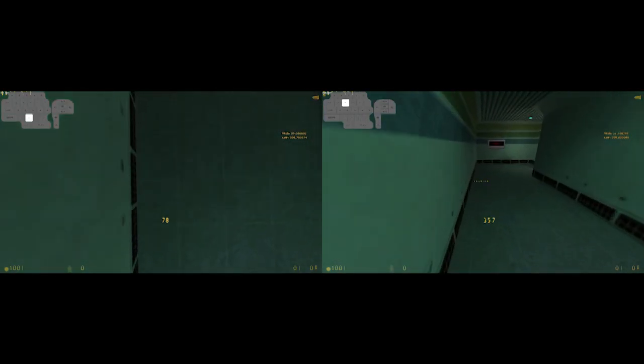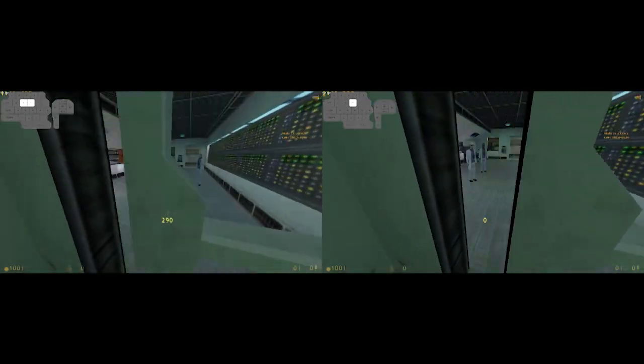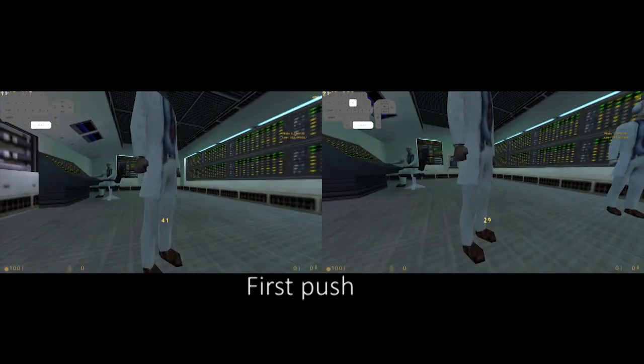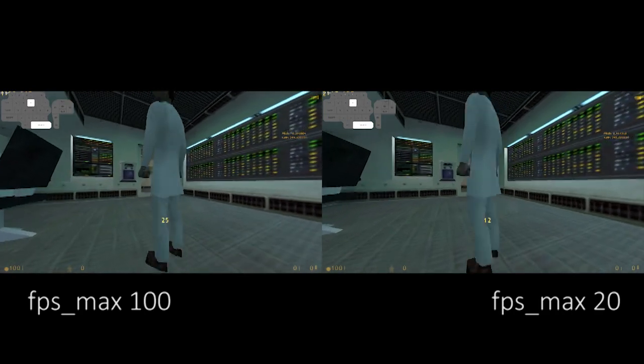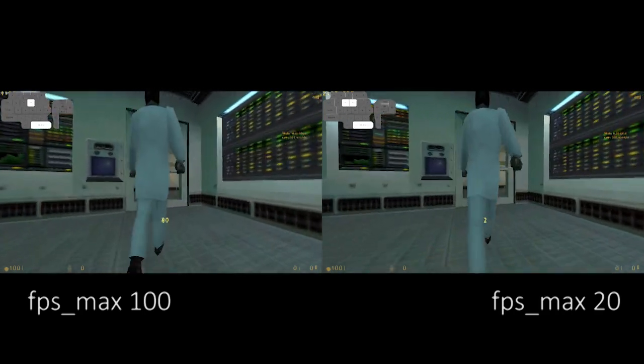Lowering FPS max will not always make the scientist react more quickly. For some actions, like the very first NPC abuse, it doesn't make a difference.